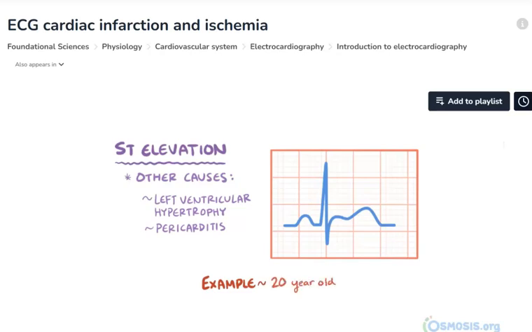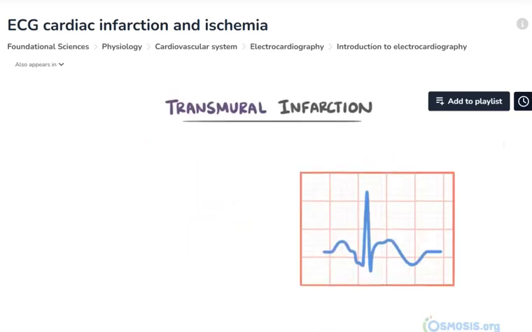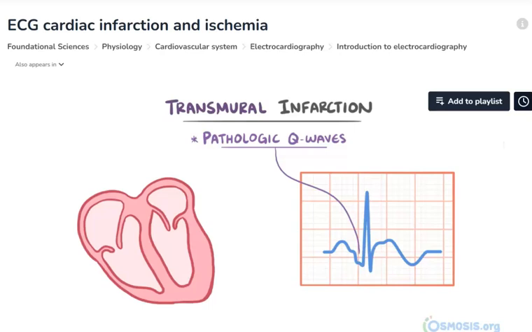As an example, a 20-year-old physically fit person with a viral illness that gradually develops chest pain and is found to have ST elevation on ECG is actually more likely to have pericarditis than an ST elevation myocardial infarction. Besides ST elevation and T-wave inversions, a transmural infarction can also cause pathologic Q waves to appear on the ECG.